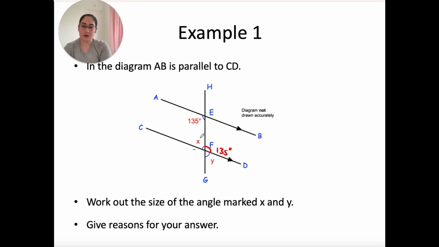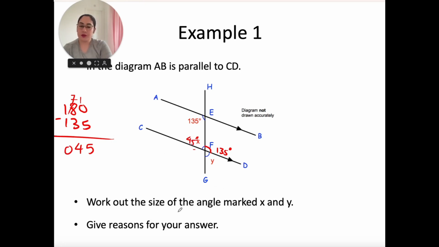They're co-interior angles. So if I want to find out what x is equal to, I would do 180 minus 135. I can't subtract 5 from 0. I'm going to borrow 1 from here. That becomes 7. That becomes 10. 10 minus 5 is equal to 5. 7 minus 3 is equal to 4. 1 minus 1 is equal to 0. So that angle there is equal to 45 degrees. So then you would say angle x is equal to 45 degrees.